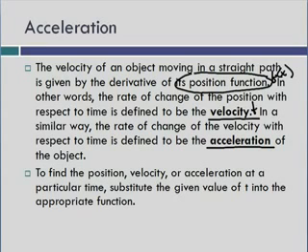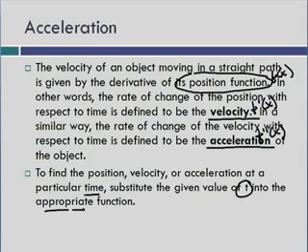The velocity would be the first derivative, and the acceleration would be the second derivative of the position function. So if we have to find any one of those at a particular time, then we substitute whatever we want for the time into the appropriate function.